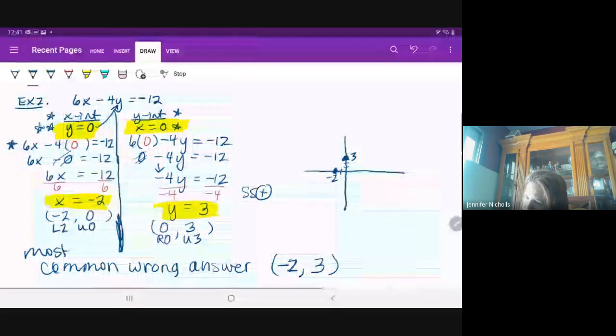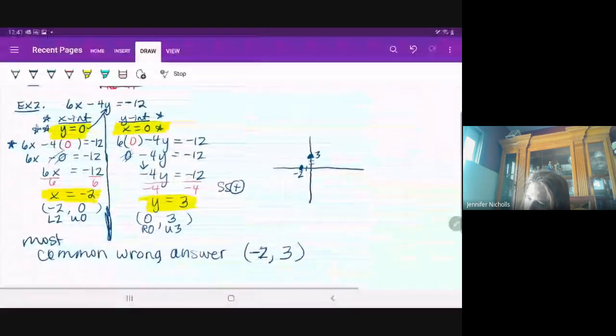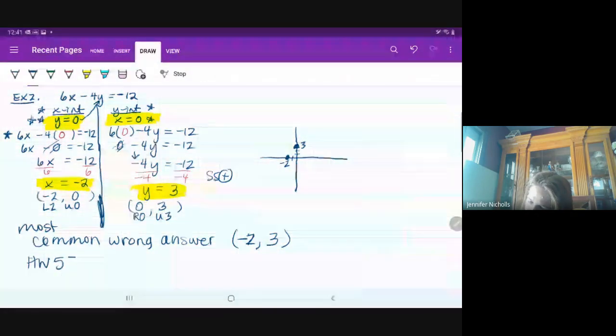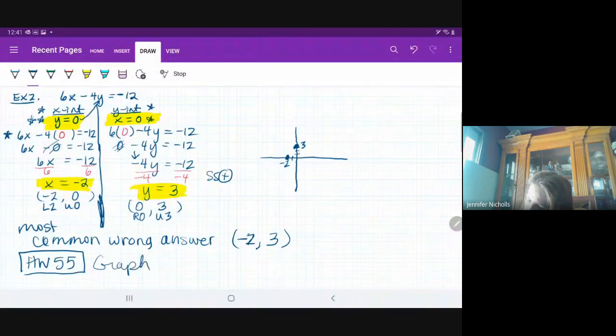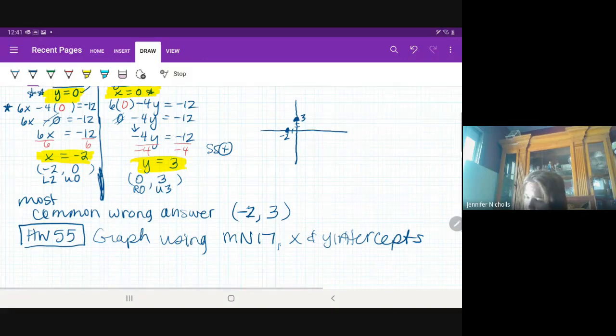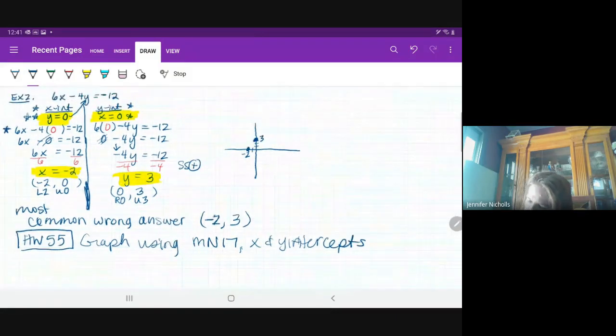Okay, so you guys are ready for your homework. So this is homework 55. I'm going to give you 3 of them only. Okay, so it says graph using Mn17, okay, which is the x and y intercept method. Okay, so x and y intercepts and the chart, like the structure that we just did here in example 2, okay? And we do need to graph. Okay, so we'll just do a 1, 2, 3. We'll just have 3 questions.